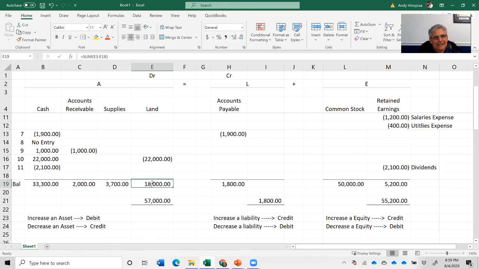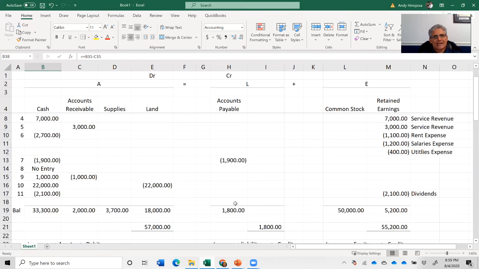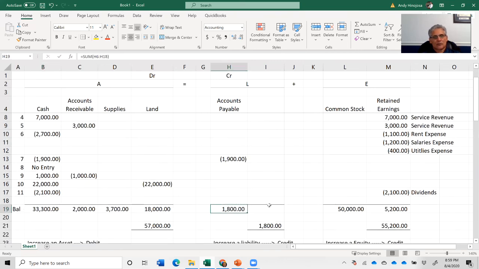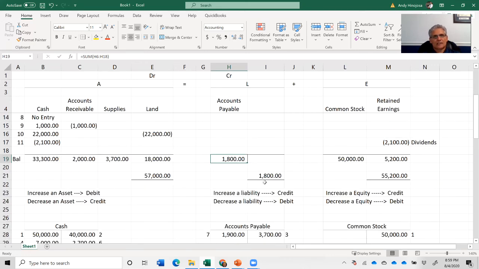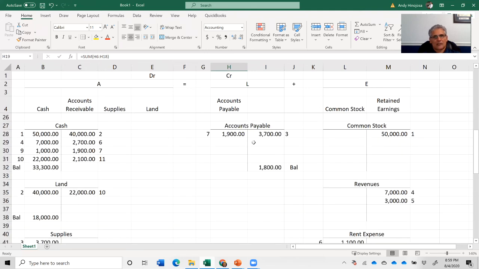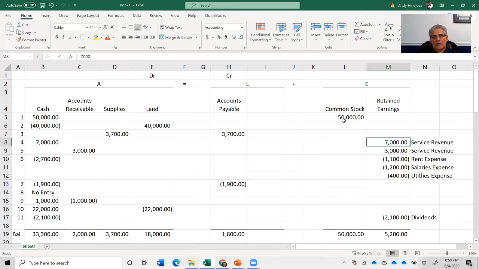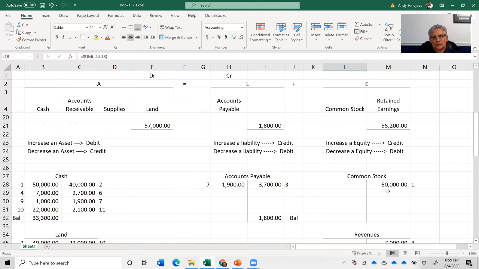Land, the balance at the end of the period was $18,000 debit. We'll scroll down to land, $18,000 debit. Accounts payable, the balance at the end of the transaction was $1,800. It's on the right side, so that's going to be a credit. Let's scroll down to the T account, and the balance of accounts payable is $1,800 credit. Then we have common stock credit of $50,000, that's the T account.